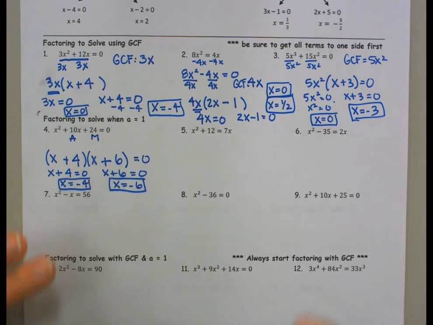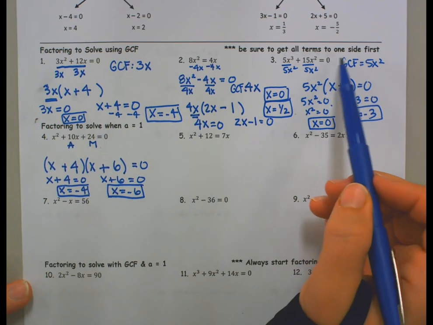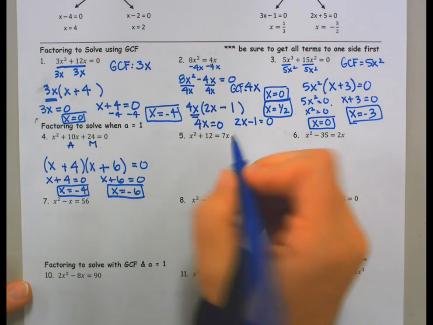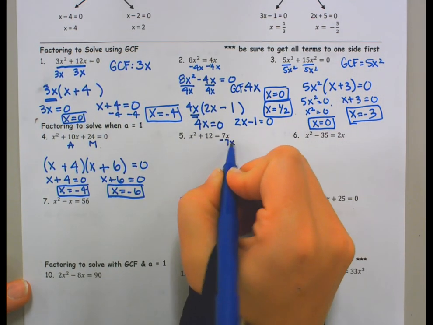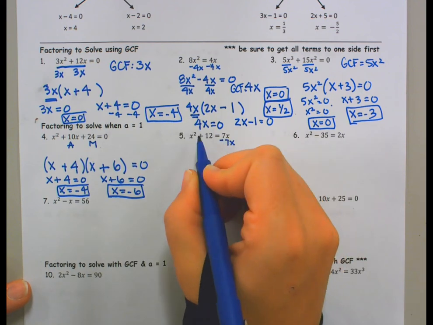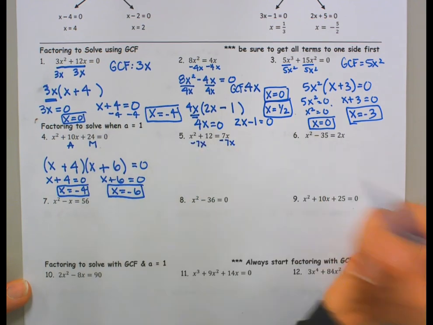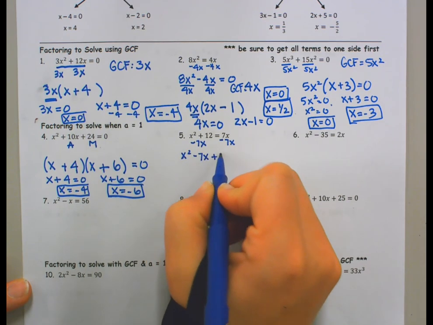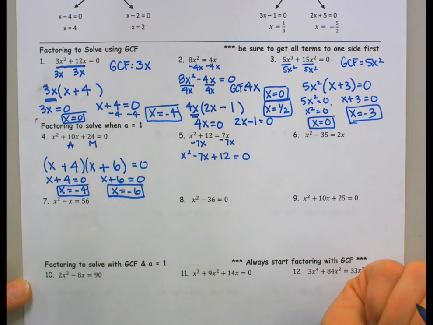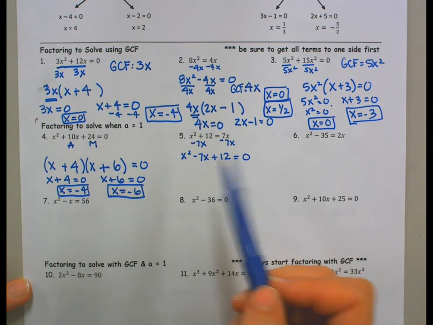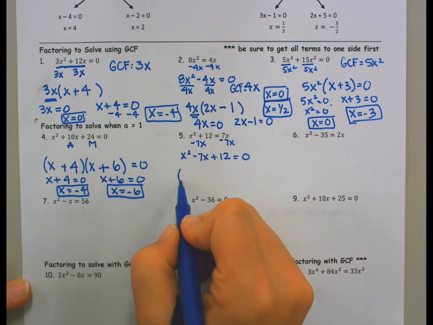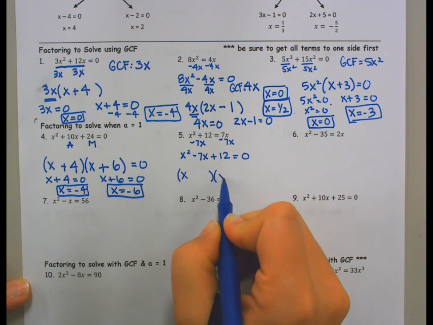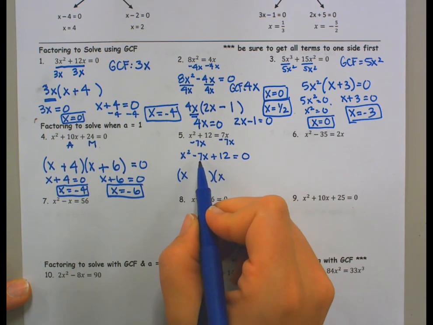So if we look at number 5, remember the first thing we need to make sure is all of our factors are on one side. So we need to move this 7x to the other side, which means we're just going to subtract it over. So I get x squared minus 7x plus 12 equals 0 when I move that. So now I need to factor. So I need two terms that multiply to give me 12 and add to give me negative 7.